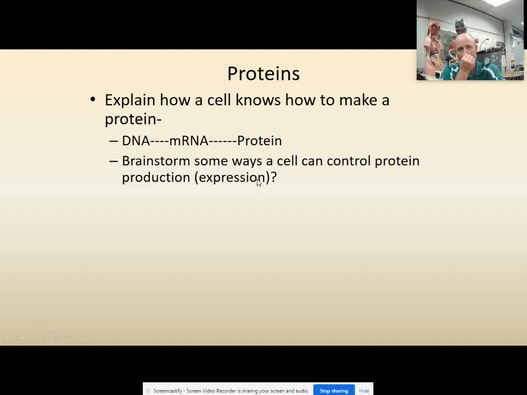I'm going to go ahead and skip over this part. I don't know why I put that there, but there are some ways a cell could do this; it's called expression of DNA. We'll get into that much later.